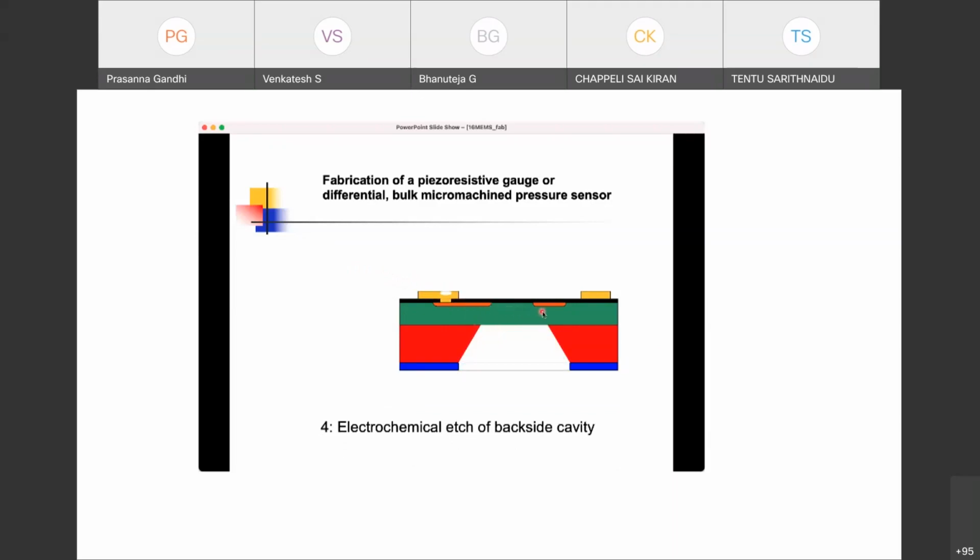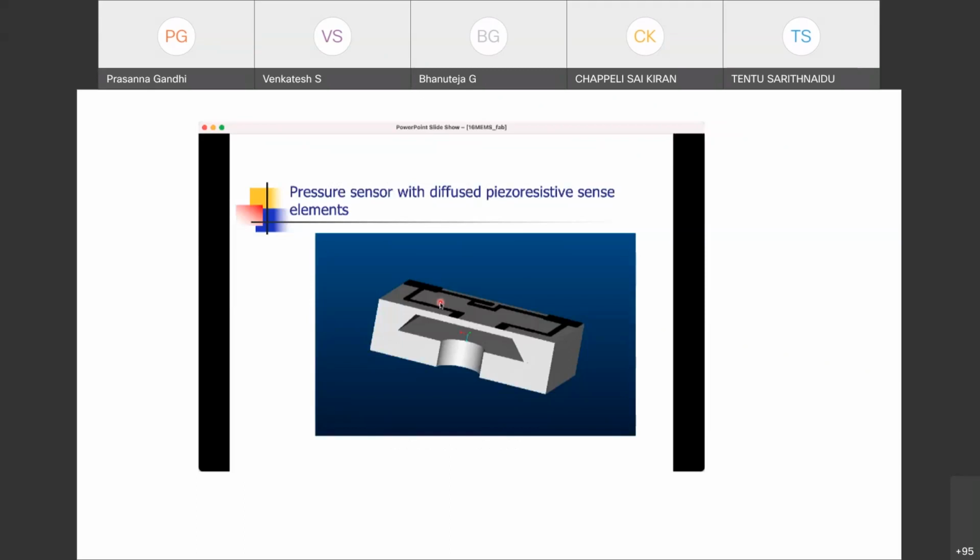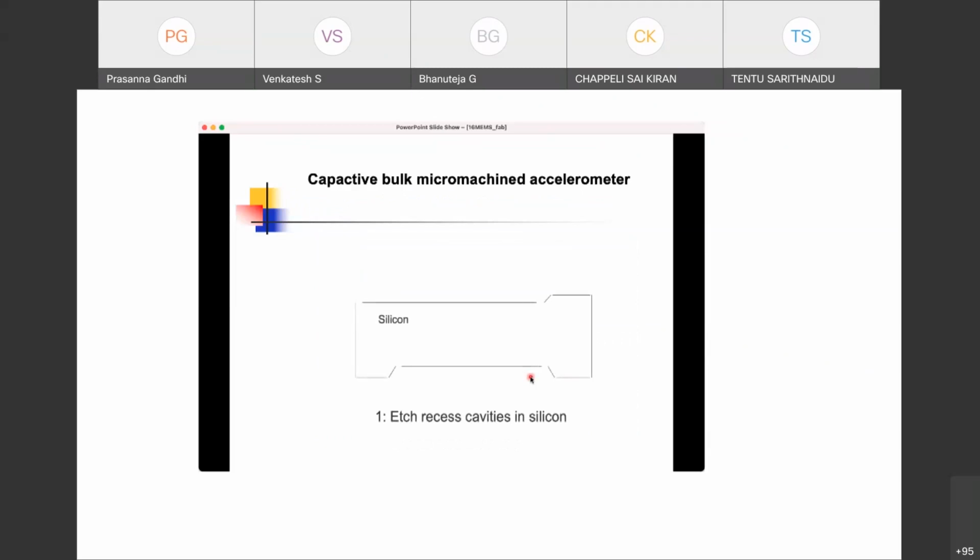So this part will act as a pressure diaphragm, and this part will act as the doped piezoresistive sensors. Okay, so when they see some stress, their resistance will change, and that change will be registered through these gold contacts. Okay, so this is a glass bonding to bond this wafer, and this is like a three-dimensional picture of this piezoresistive pressure sensor.